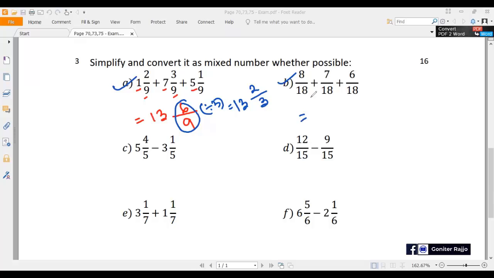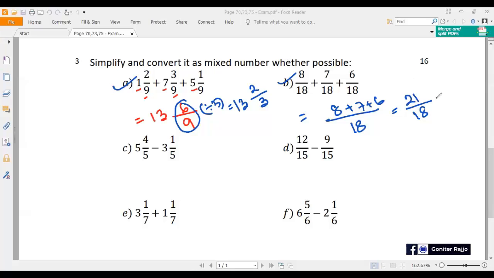Number B, we can see that all fractions are like fractions: 18, 18, 18. So we'll just add the numerators. 8 plus 7 plus 6. 8 plus 7 is 15. 15 plus 6 will be 21. So 21 divided by 18.